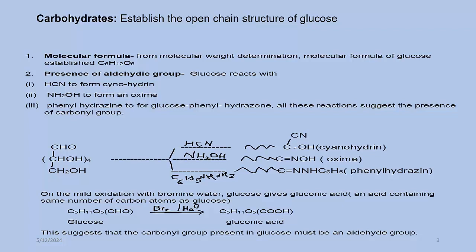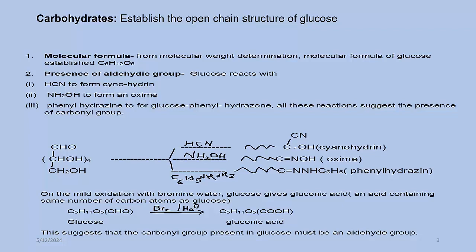The molecular formula determined by different methods for glucose is C6H12O6. When we consider the presence of an aldehyde group, when glucose is treated with HCN, that means hydrogen cyanide or hydrocyanic acid, it gives cyanohydrin. It shows there is a carbonyl group.